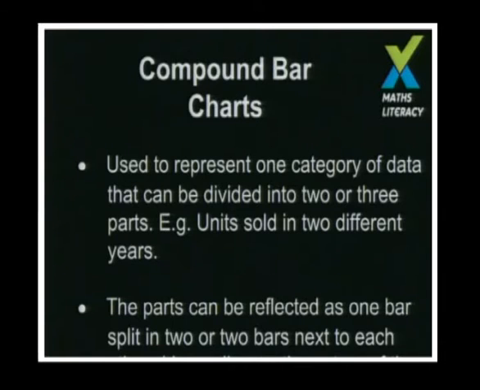Just like the previous one, they're used to represent one category of data that can be divided perhaps into 2 or 3 parts. Example, if we are doing sales year on year, maybe car sales, and we want to know this year how many Toyotas did we sell. Then we want to compare in the following year. We also want to see how many Toyotas we sold so we can make a comparison between the 2 years. That's a wonderful example to use to represent it using a compound bar chart.